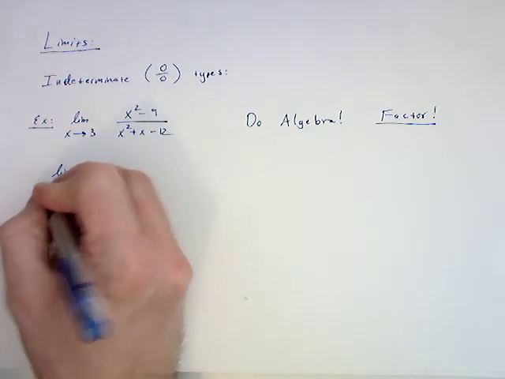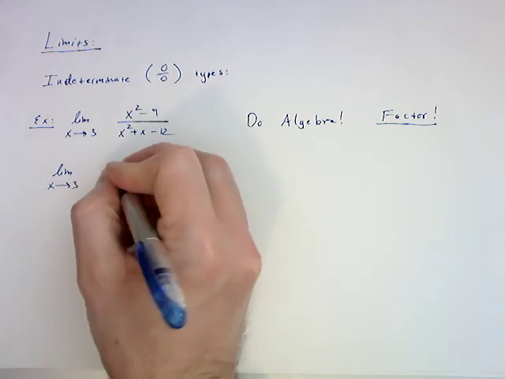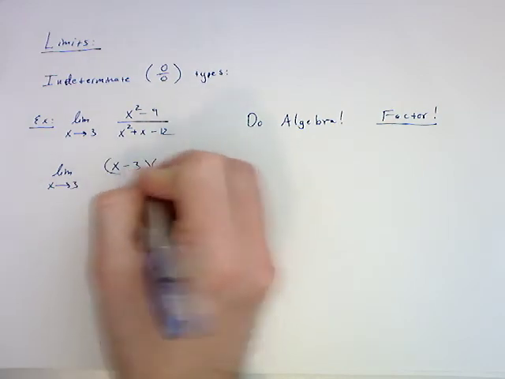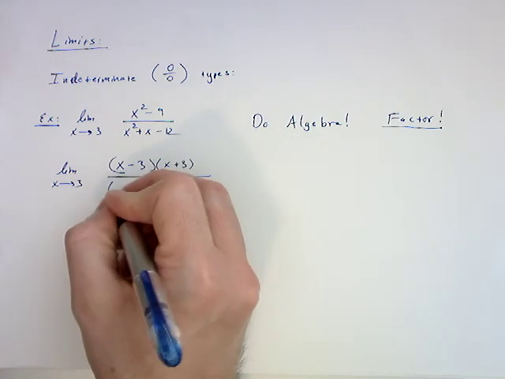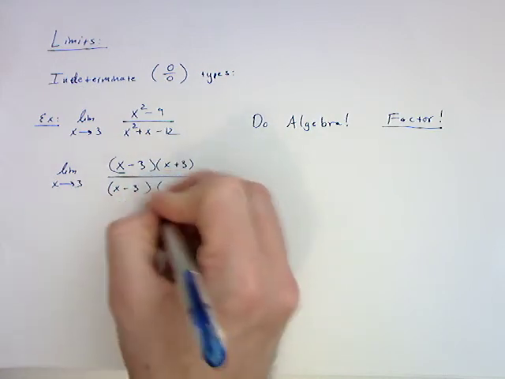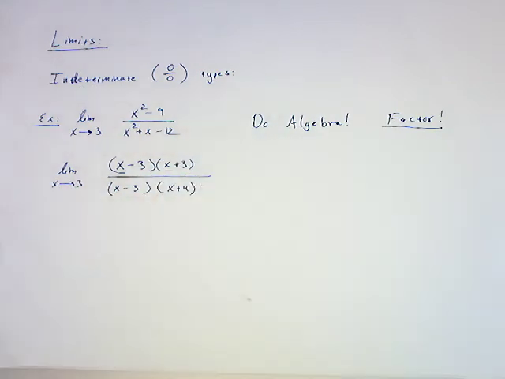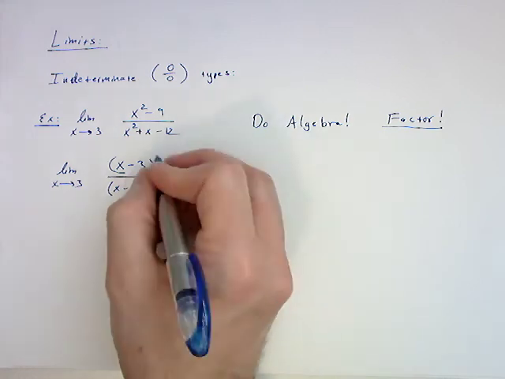This is going to be the limit as x goes to 3. The top factors as x minus 3 times x plus 3. The denominator factors as x minus 3 times x plus 4. And then we can see that those x minus 3's can cancel out.